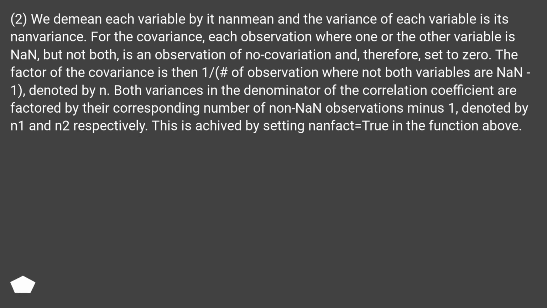Two, we demean each variable by its nan mean, and the variance of each variable is its nan variance. For the covariance, each observation where one or the other variable is nan, but not both, is an observation of no covariation and, therefore, set to 0. The factor of the covariance is then 1/(number of observations where not both variables are nan, minus 1), denoted by n. Both variances in the denominator of the correlation coefficient are factored by their corresponding number of non-nan observations minus 1, denoted by n1 and n2 respectively. This is achieved by setting nan_fact equals True in the function above.